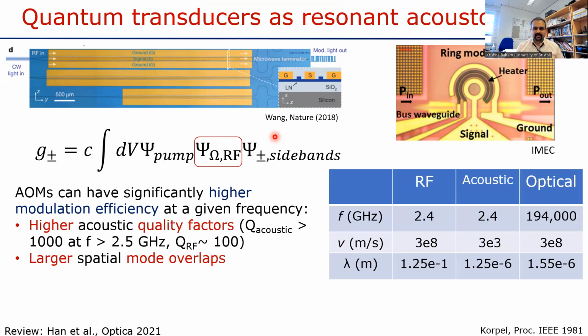It's good to look at these devices as resonant optical modulators, and then the problem becomes very clear in that you're trying to engineer strong interactions between fields which have very different spatial extents. In particular, microwave fields usually have wavelengths on the order of centimeters, whereas optical fields have wavelengths on the order of microns. So building cavities that can simultaneously confine these fields and engineer strong interactions becomes challenging.